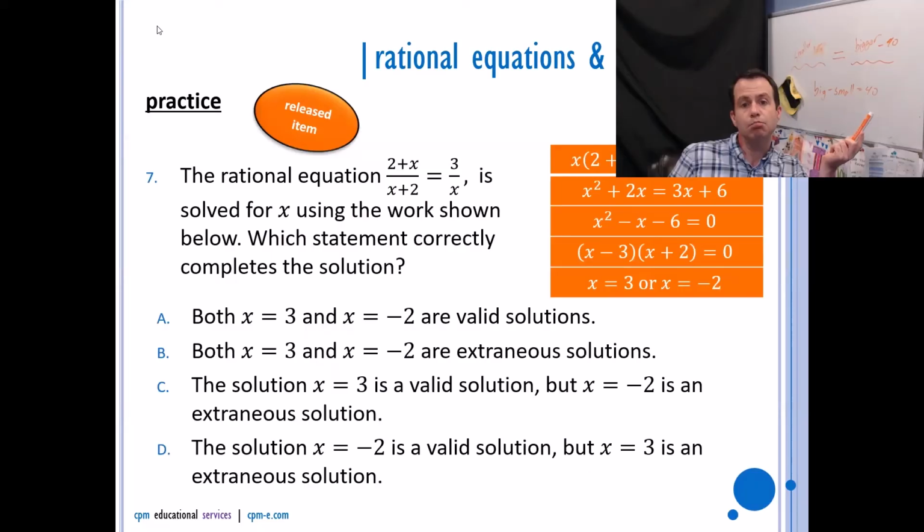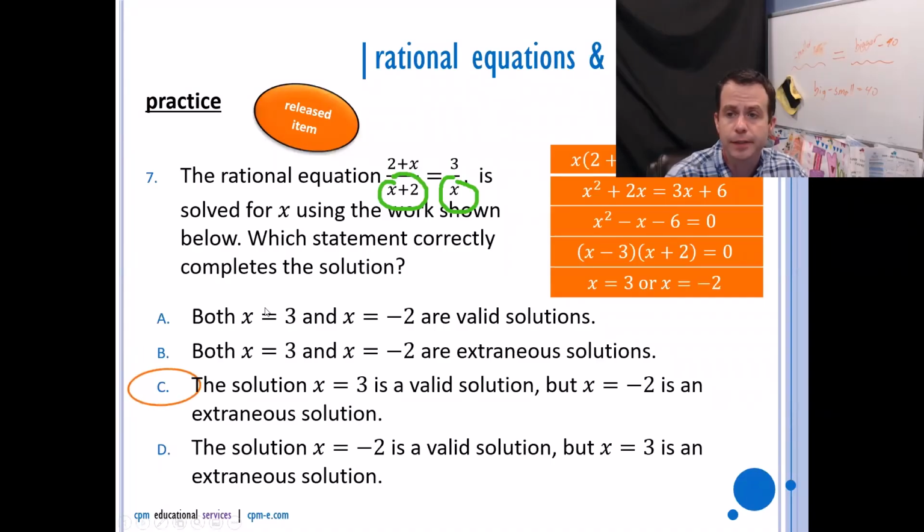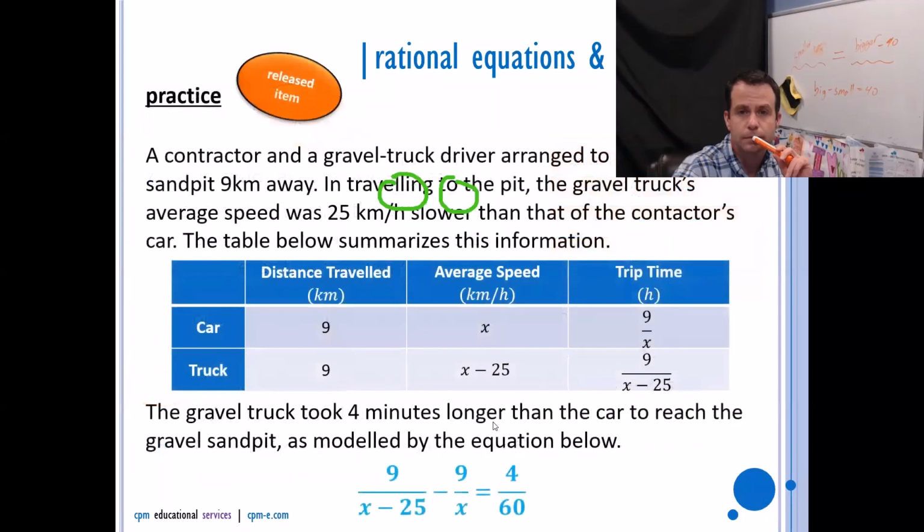Well, that was a lot of words, but to do that, we need to know what our NPVs are. What can x not be? Well, let's go back to the original equation. x can't be -2 and x can't be 0. So -2 is for sure extraneous, but 3 is not an NPV, so 3 would be a valid solution. Okay, and so my answer is C.